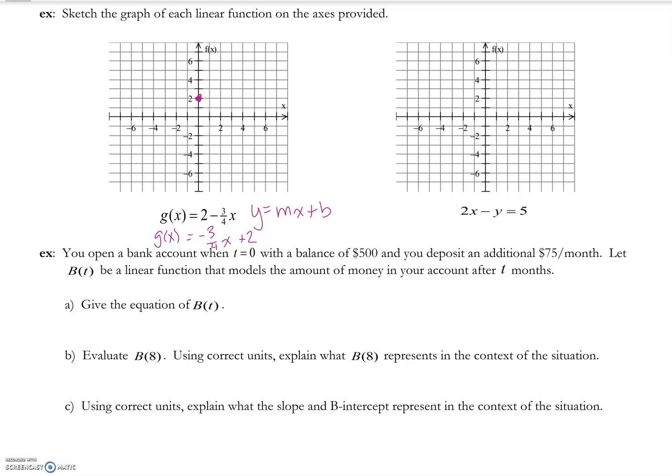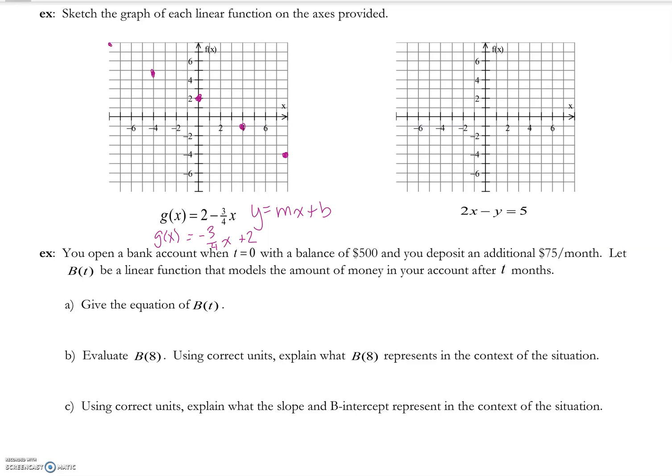So I will start at my y-intercept and move down 3, 1, 2, 3, to the right 4, 1, 2, 3, 4, and plot my next point. And I'm going to keep plotting points until I run out of room. So down 3, right 4. I can also go back up to my y-intercept and go the opposite directions. So up 3, left 4, up 3, left 4.